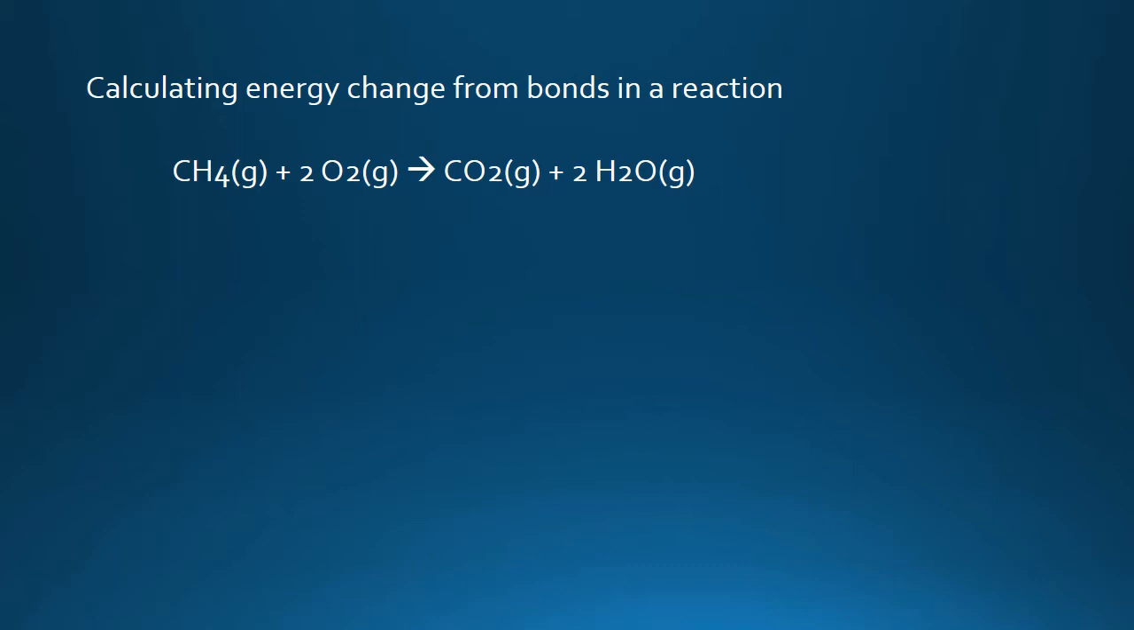Where does this come into place? So calculating energy from bonds in a reaction. So again, we are going to be calculating our delta H, just like we had before. This is just another technique to figure out how much energy is going to occur in a reaction. We have a reaction: CH4 gas reacts with O2 gas to make CO2 gas and H2O gas. As you can see, they're all in their gaseous state.